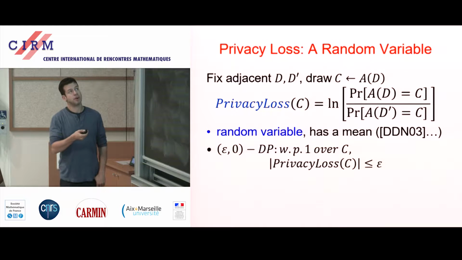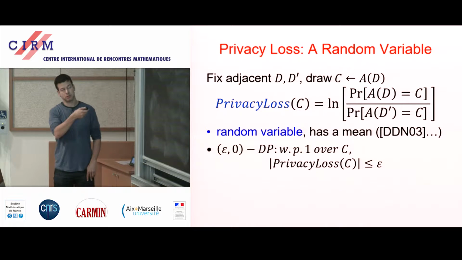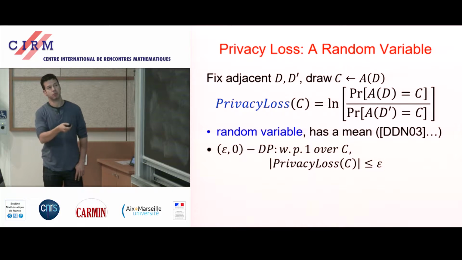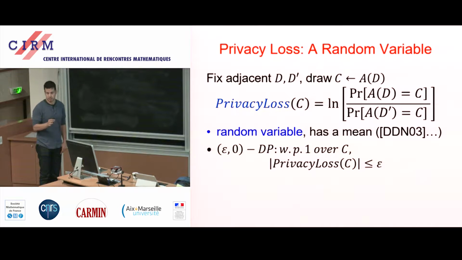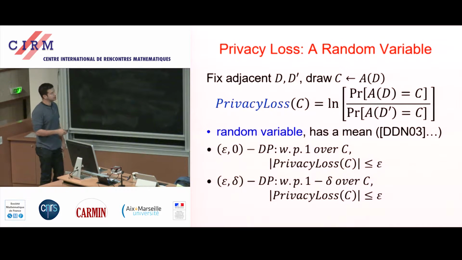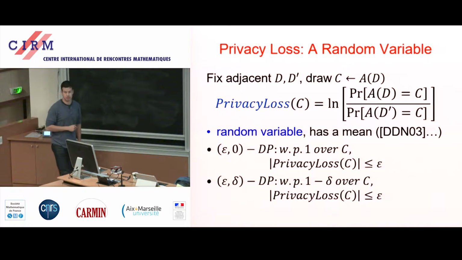So thinking about privacy loss as a random variable, we can now come back to the definitions we talked about. Epsilon, or epsilon 0, differential privacy says that with probability 1, always, no matter what coins the algorithm tosses, probability 1 over the choice of C, the privacy loss has magnitude at most epsilon. Okay, we're simply restating what it means to be epsilon differentially private. Epsilon delta simply says that with probability 1 minus delta over the coin tosses and the choice of C, the privacy loss is at most epsilon. So there's some delta probability of error, but otherwise we have magnitude at most epsilon.